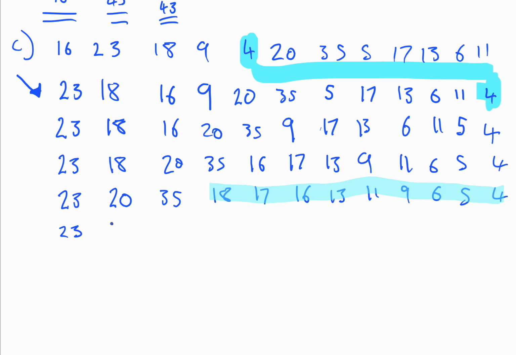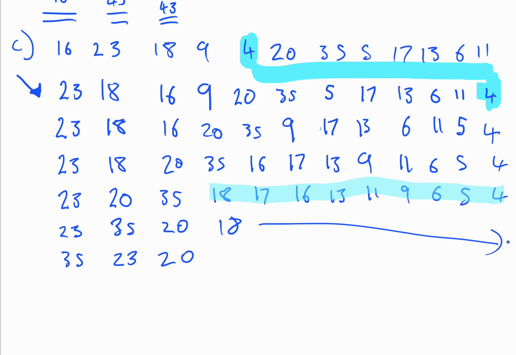20, 35, and 20. Yes. 23, 35. Yes. 23, 20. No. Okay. And then the rest of our data is just exactly the same, 18 all the way down to 4. And then we do it again one last time.